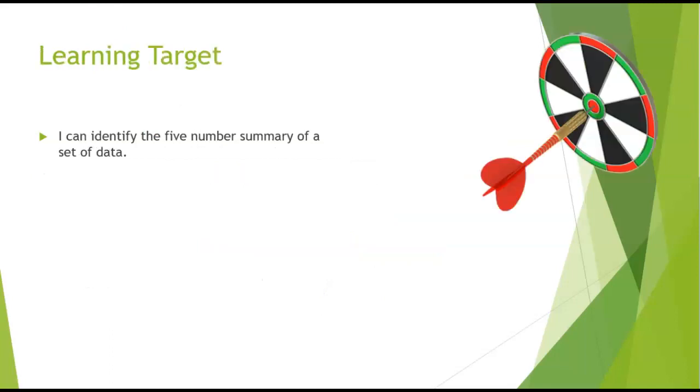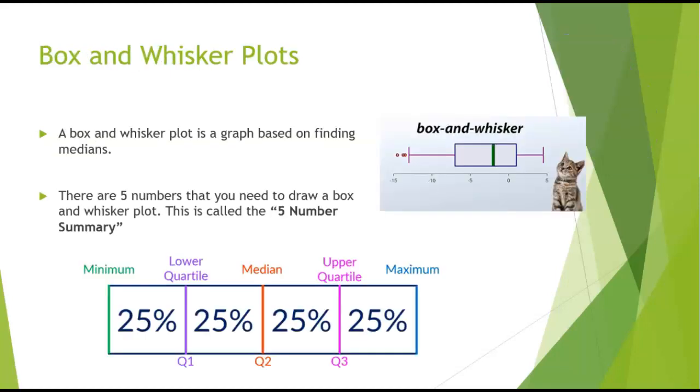Okay. So today's learning target is that I can identify a 5-number summary of a data set. So what does that mean exactly? Well, a data set has a lot of numbers in it. So when we have a lot of numbers, we need to figure out how to look at that data and how to organize it.